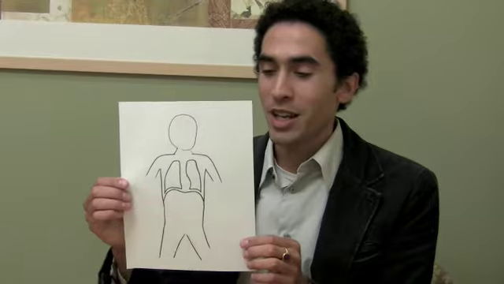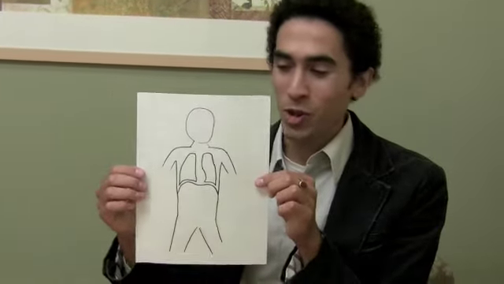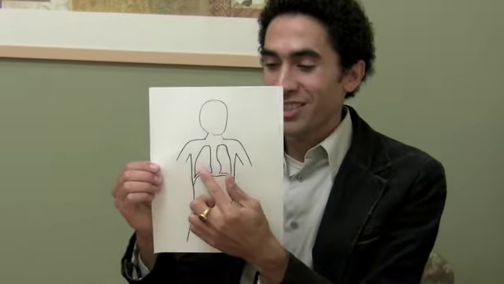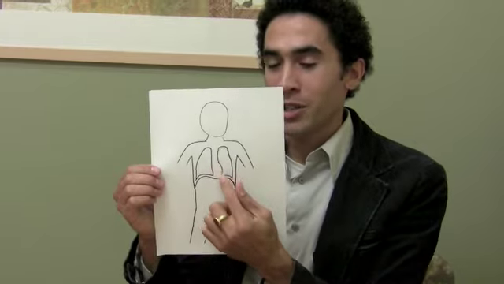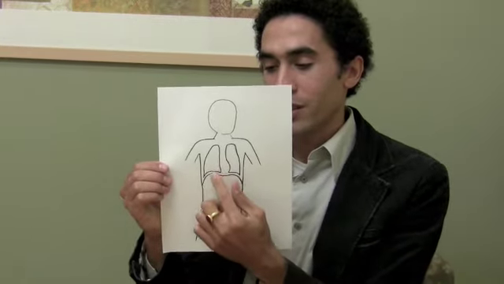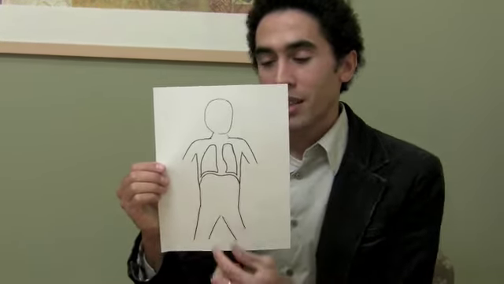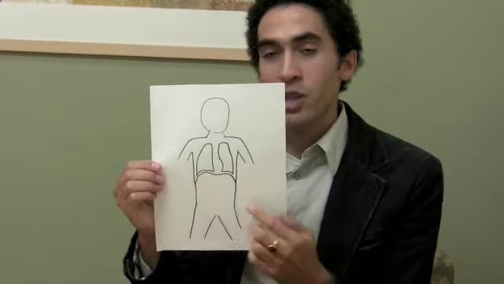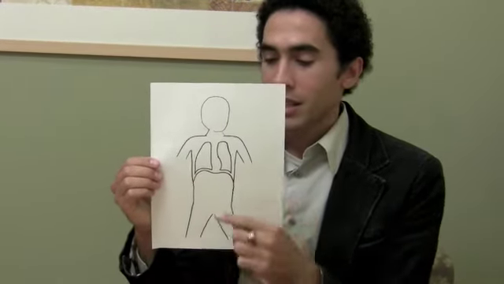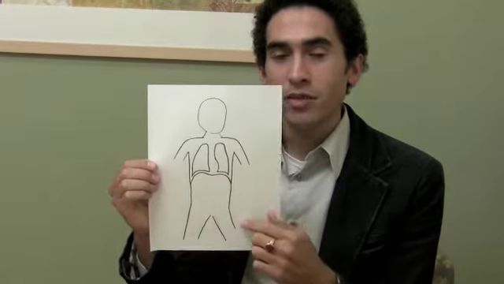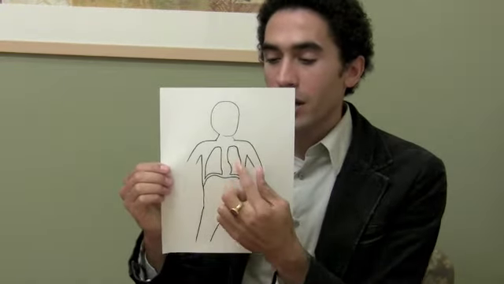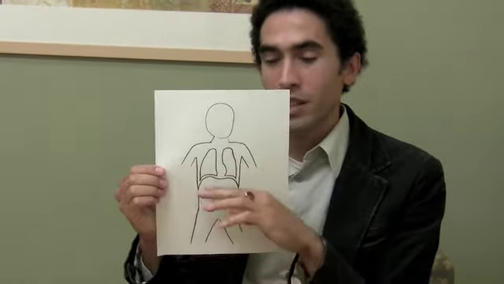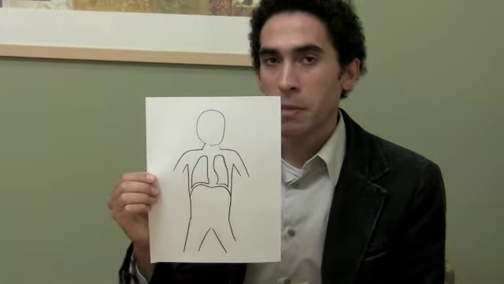I have a simple diagram here that shows a simple torso. You can see you have two lungs. In the middle there's your heart. Below the lungs is the diaphragm. That diaphragm is somewhat dome-shaped. As it contracts, it flattens, drawing air into the lungs and flattening the stomach.